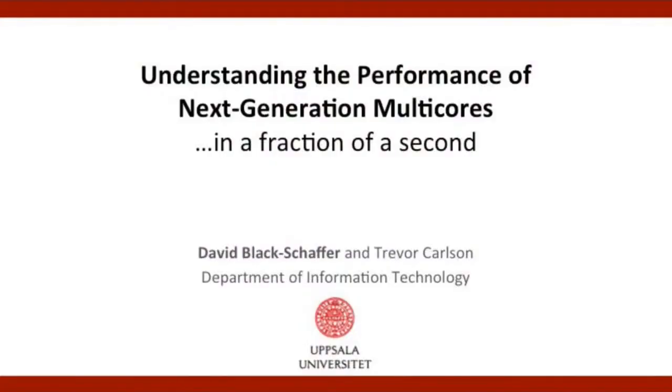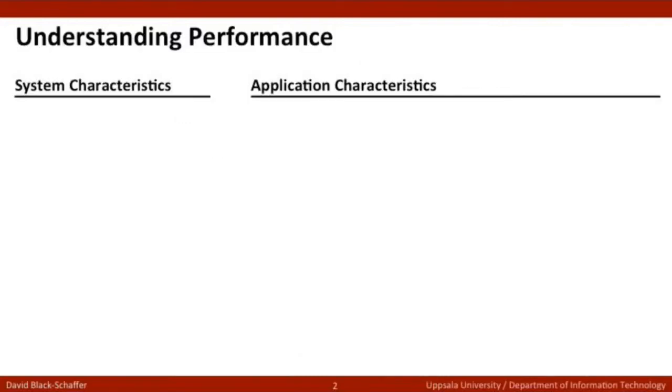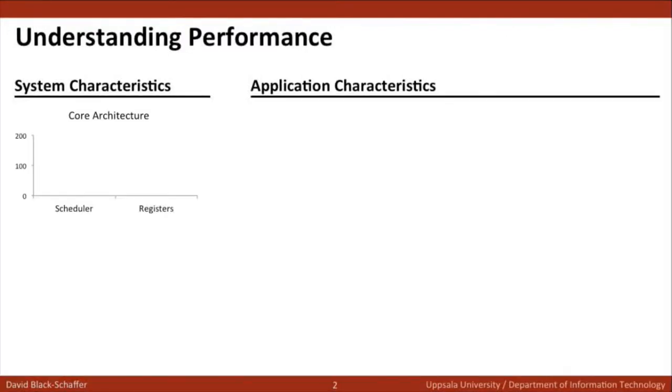So to get started with this, what do we need to understand performance? Well, performance is a combination of two things: the system characteristics, that is the hardware that you're running on, as well as the application characteristics, that is how your application works with that setup.